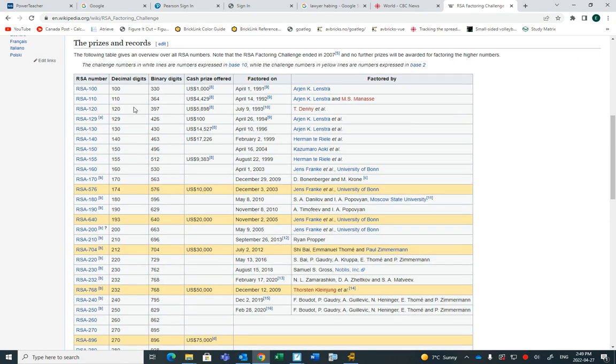Here's the very first number. It had 100 digits, and if you factored it, you won $1,000. So the first person that factored it won $1,000. Lenstra factored it. He started working on it right away. He got $1,000. And you were allowed to use calculators, computers, whatever you wanted. In 1991, he factored it.